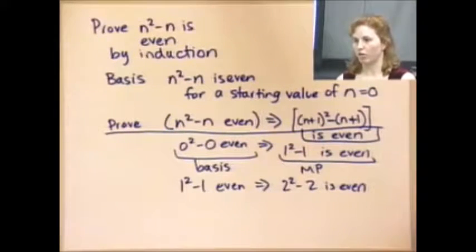So if someone gave me 24, I would have to do 0, 1, 2, 3, 4, 5, 6, 7, 8, all the way up to 23. And then 24 would be the last time I use modus ponens.